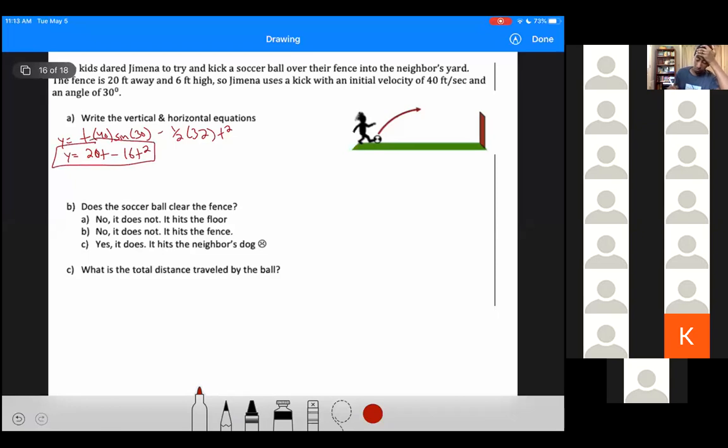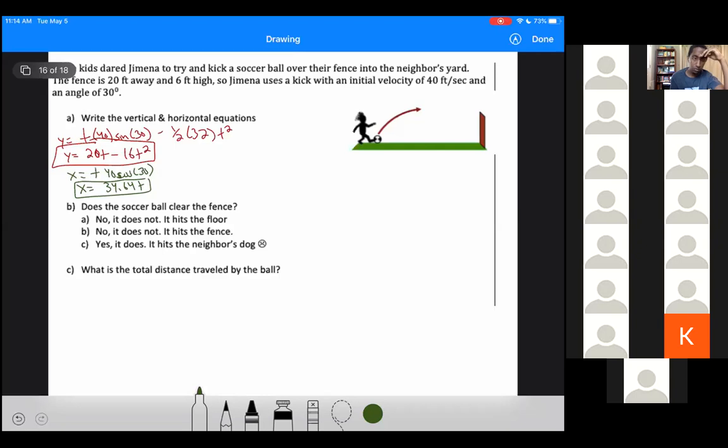And then for the horizontal, I put t times 40 times cosine of 30, which simplified to x equals 34.64t. Okay. Are we good with that? Do y'all agree with what was said there? Or any questions up to that point? Yeah, I see some thumbs up. Cool. Thank you.